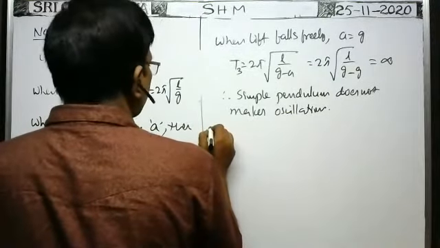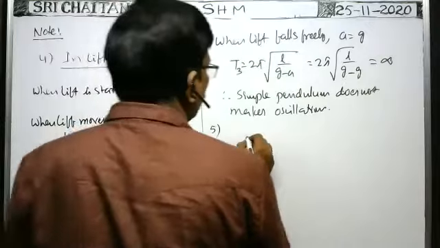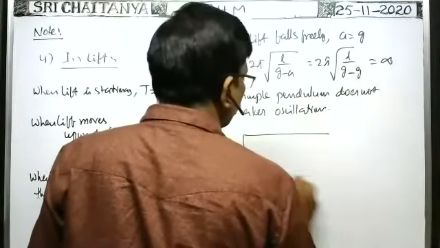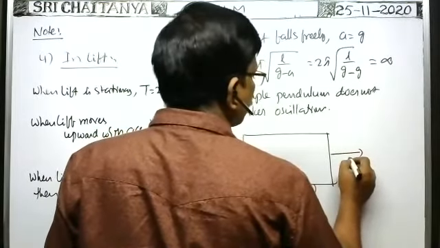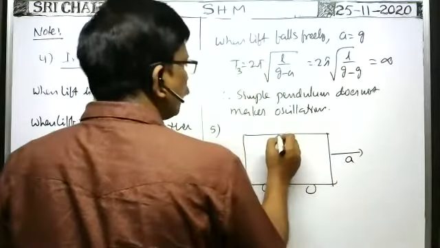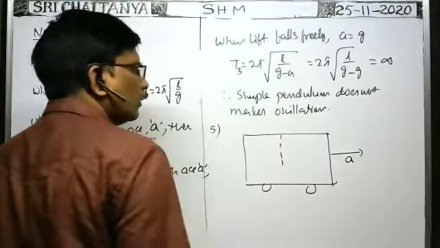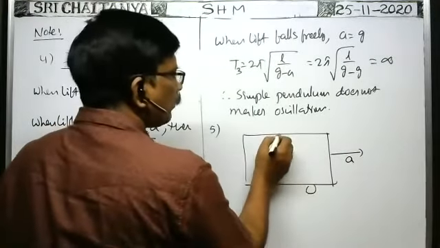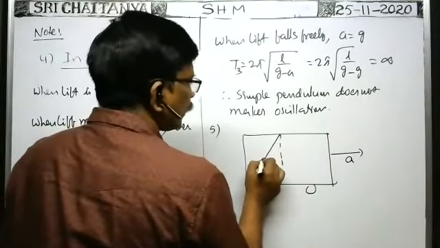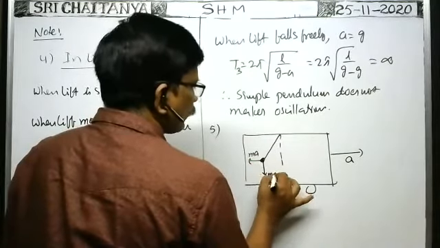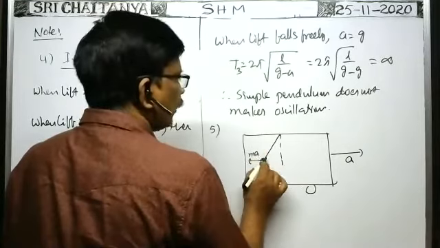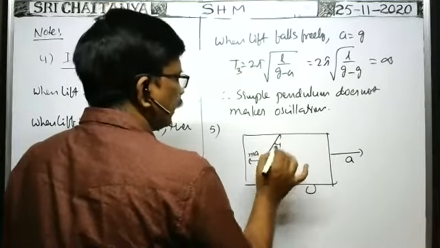Okay. Suppose from the ceiling of the vehicle, which is moving with the acceleration a, one simple pendulum is suspended. Then on the bob of the pendulum, the pseudo force ma acts in this direction and weight mg acts in this direction. And it is in equilibrium, making some angle theta with the vertical.